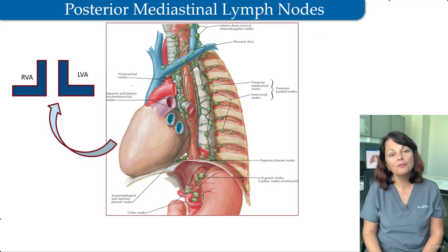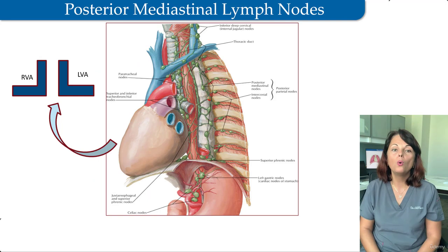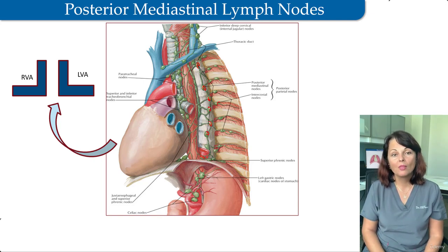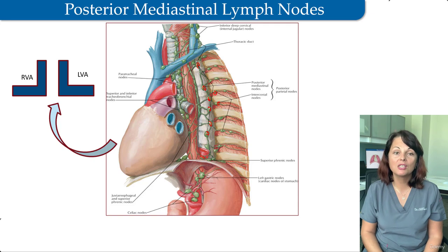Posterior mediastinal lymph nodes are scattered all through the esophagus and thoracic aorta. These receive lymph from the esophagus, the posterior aspect of the pericardium and diaphragm, and from the posterior intercostal spaces. Lymph from the nodes drains to the right or left venous angles via the right lymphatic duct or the thoracic duct.